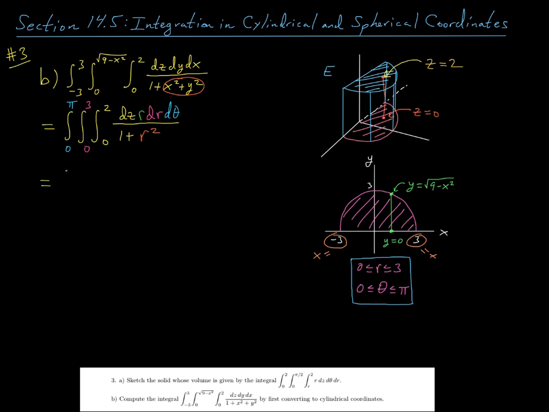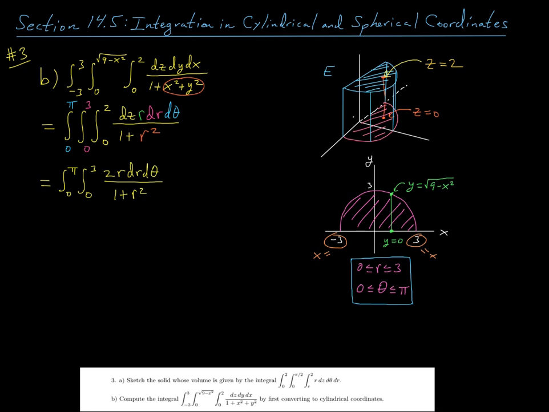Great. All right, so let's go ahead and compute. Looking at the integral from 0 to pi, then 0 to 3. And for the z integral, since the integrand r over 1 plus r squared is independent of z, I'm just going to pick up a z and then evaluate that from 0 to 2, and that's just going to give us a 2. So I have 2r dr d theta over 1 plus r squared.